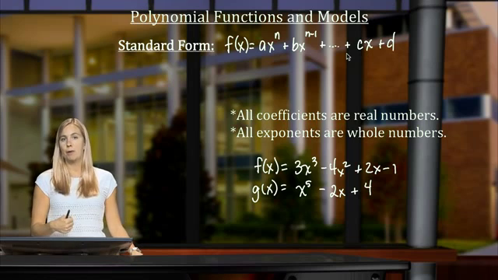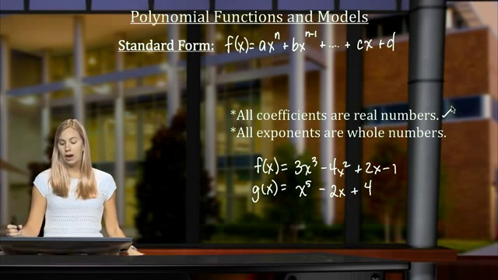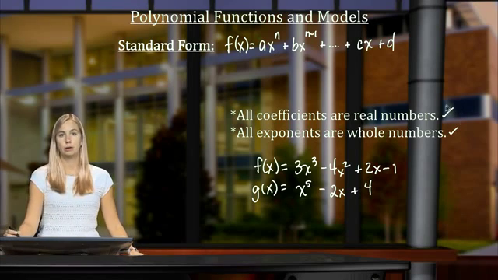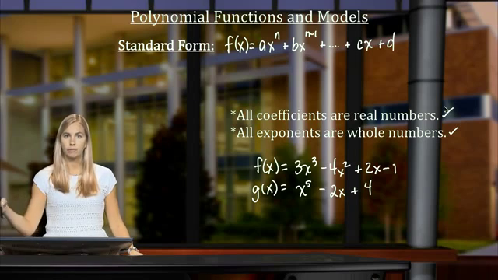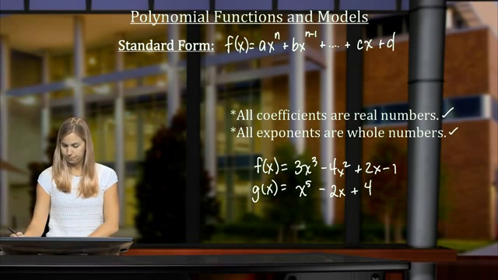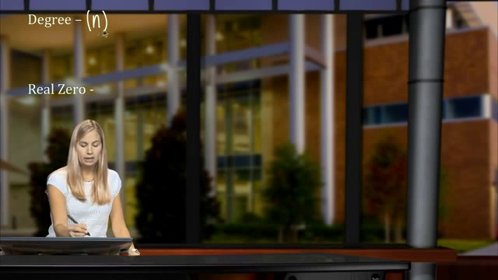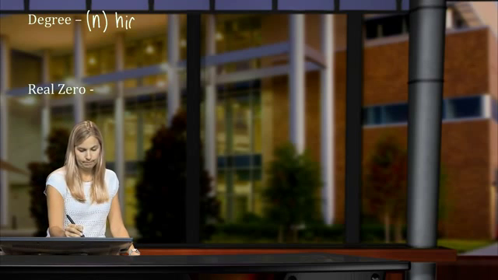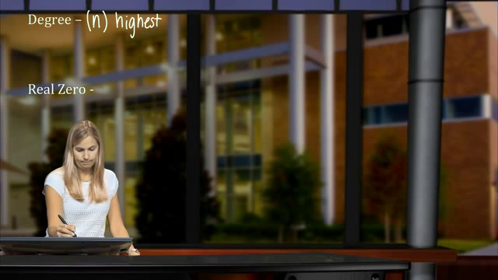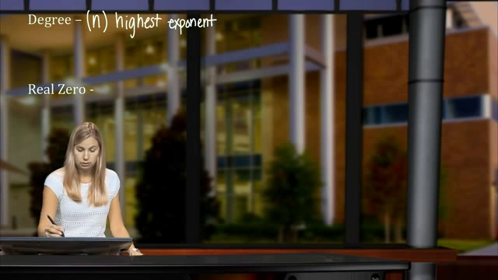Now, what's special about a polynomial function is that all of our coefficients are real numbers, and all of our exponents are whole numbers. Our whole numbers 0, 1, 2, 3, 4, 5, so on and so forth. The degree of a polynomial, we use the letter n to represent, and it's the highest exponent in the polynomial. Now, traditionally, when we have our polynomials in standard form, it's also the very first exponent.